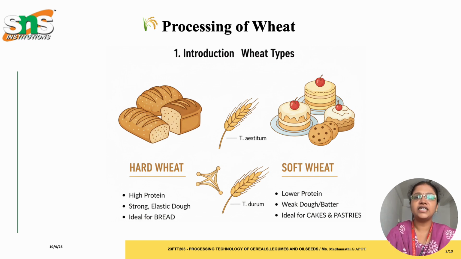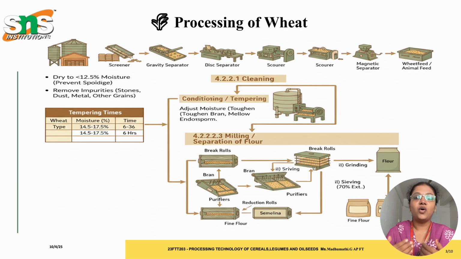So where it is being used, hard and the soft, the classification is for the making of bread. Those bakery items that undergo the process of fermentation have to be considered for the hard wheat. And getting into the soft wheat, from the term we can understand that it has a low protein content, so it is more ideal for making cakes and pastries. So with these two types classification, let's get into the processing, how it is being processed.